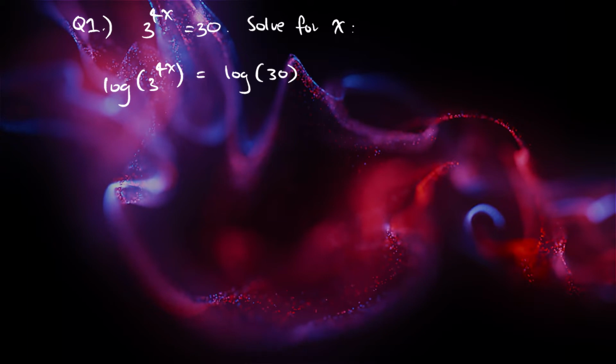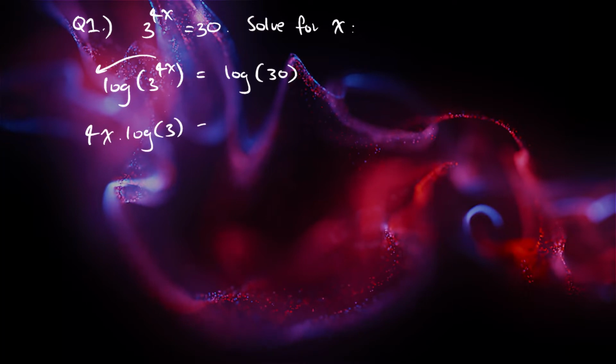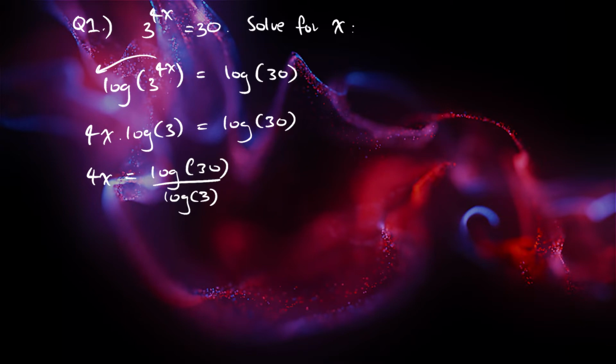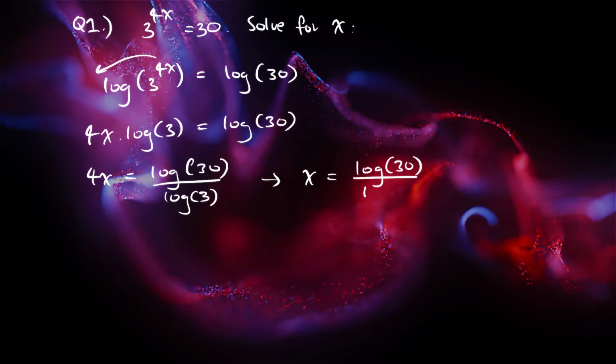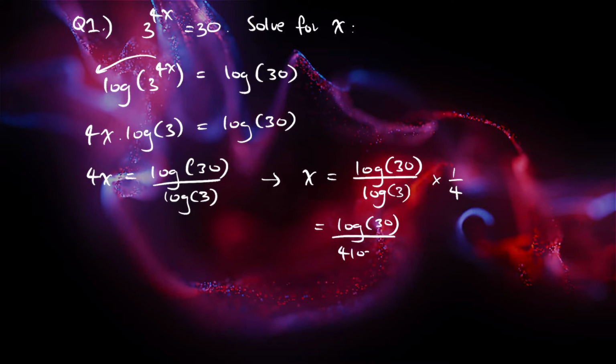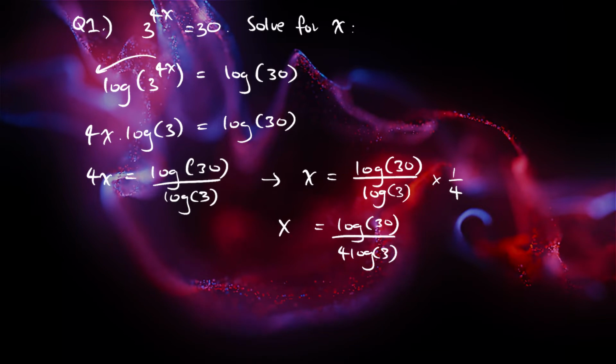So now, how do I do this? Well, using our logarithm properties, I can bring the 4x out. So I get 4x multiplied by log of 3 is equal to the log of 30. And now 4x is equal to the log of 30 divided by the log of 3, right? And therefore, x is equal to the log of 30 over the log of 3 divided by 4, which is the same as multiplying by 1 over 4, which gives me log 30 divided by 4 log 3. So this is my solution for x, right? So x is equal to log 30 over 4 log 3.